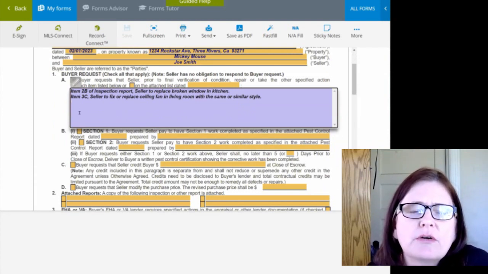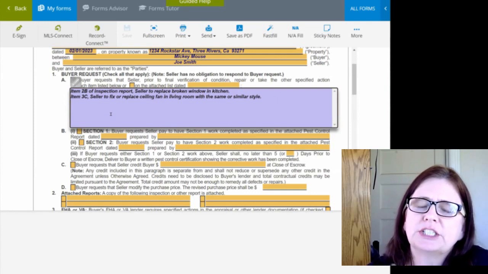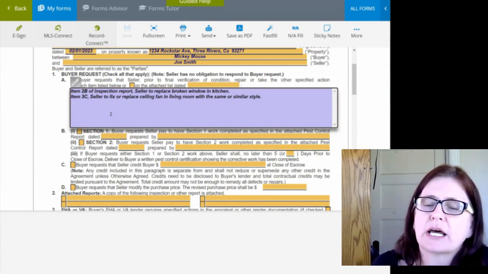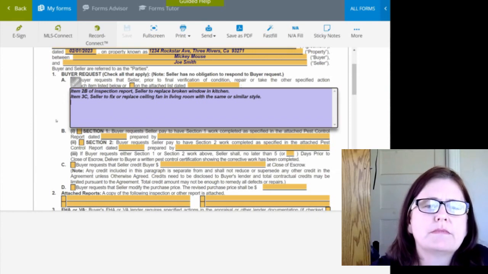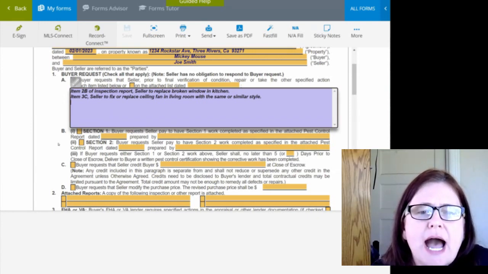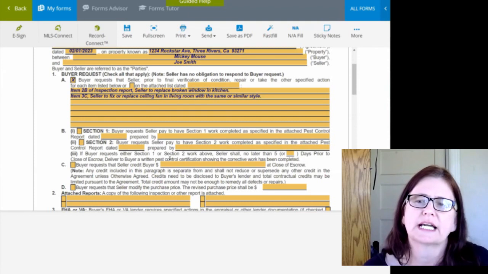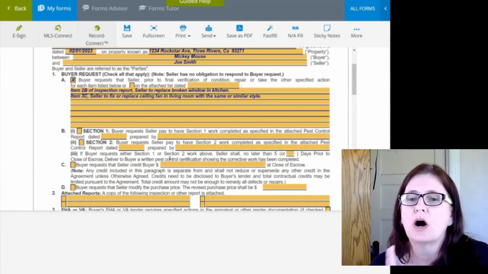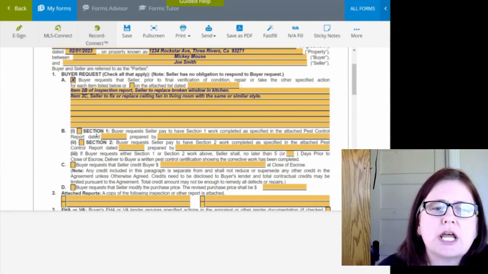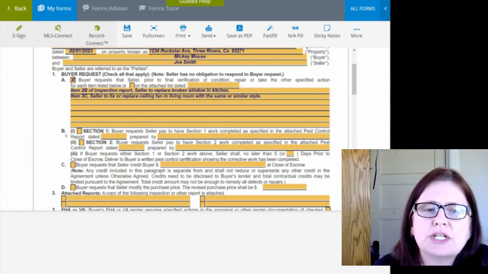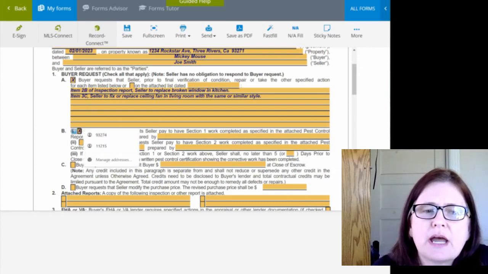So you can put a few lines of information here. If your request goes over the amount of lines here, it'll just attach an addendum automatically. So there's plenty of room to type here. Number B would relate to a pest inspection. So if you do a pest inspection and you want all of the section 1 items to be repaired or all of the section 2 items to be repaired, instead of putting it up in A, you can just mark the boxes in number B and reference the report.